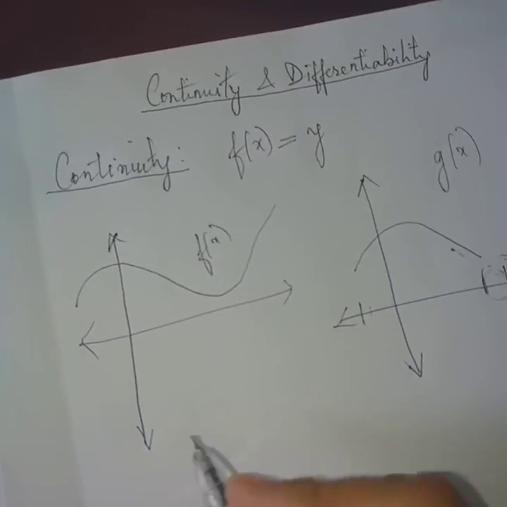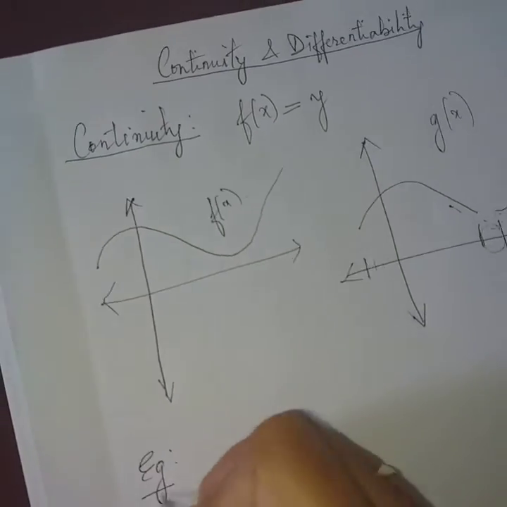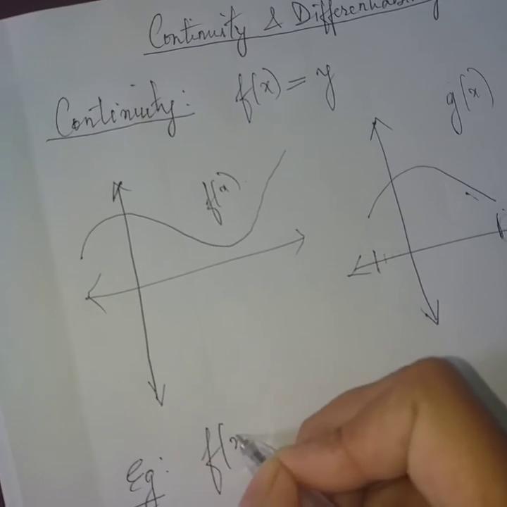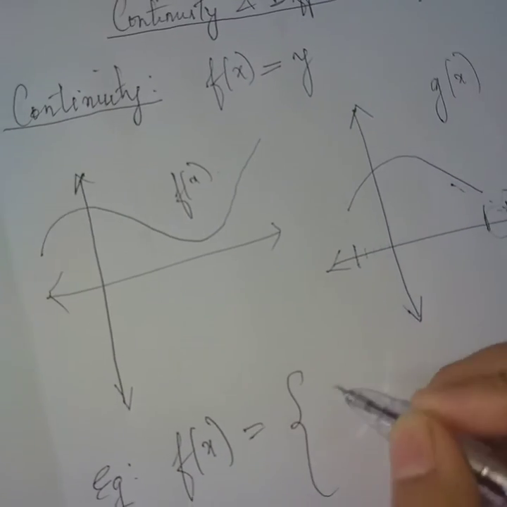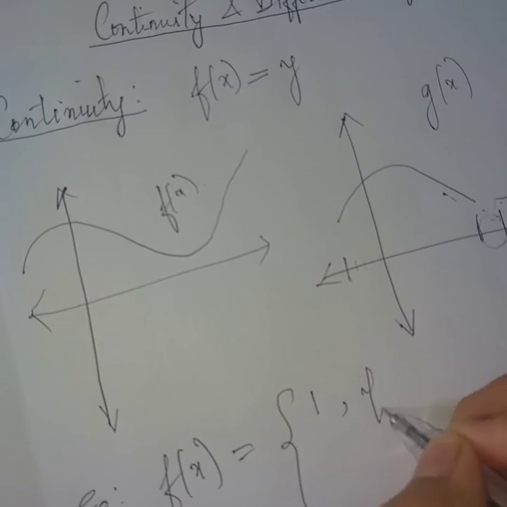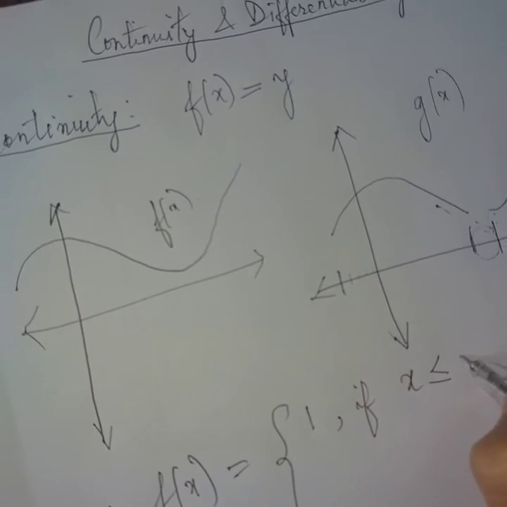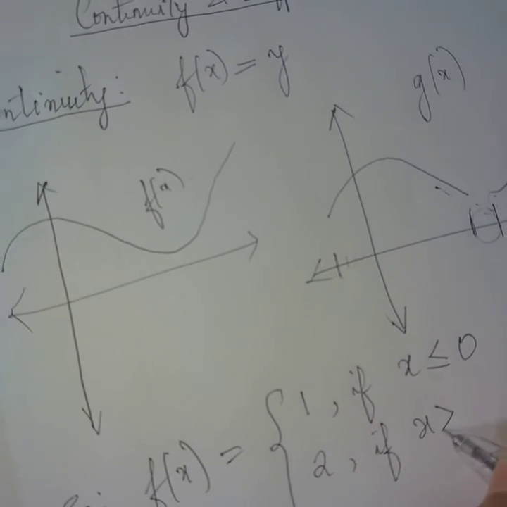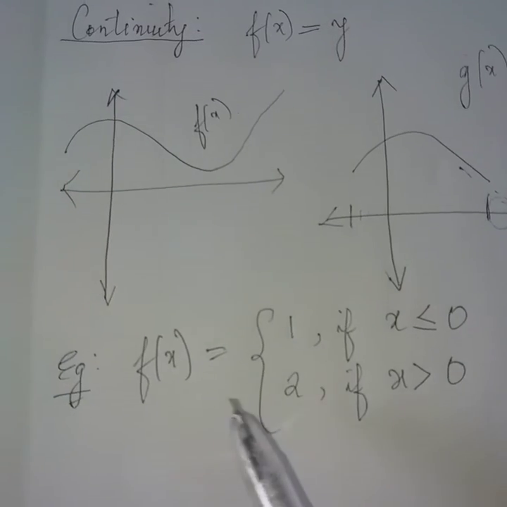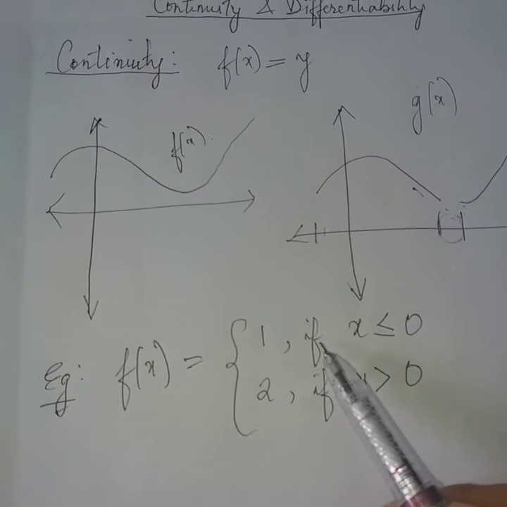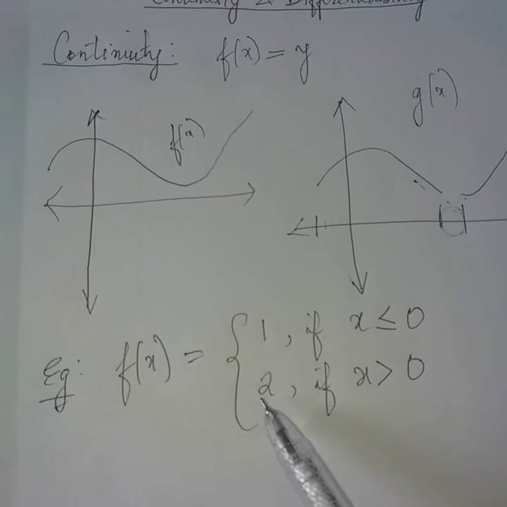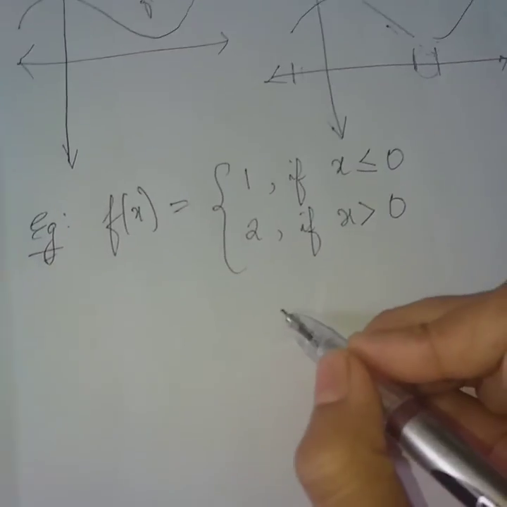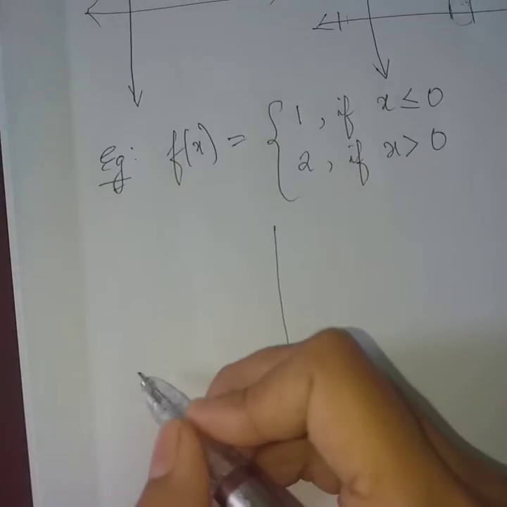And let us take an example. Let's take an example of a function which is defined clearly. So here we have a function f(x) equal to 1 if x is less than or equal to 0, and equal to 2 if x is greater than 0. Now let us draw the graph of this function roughly.